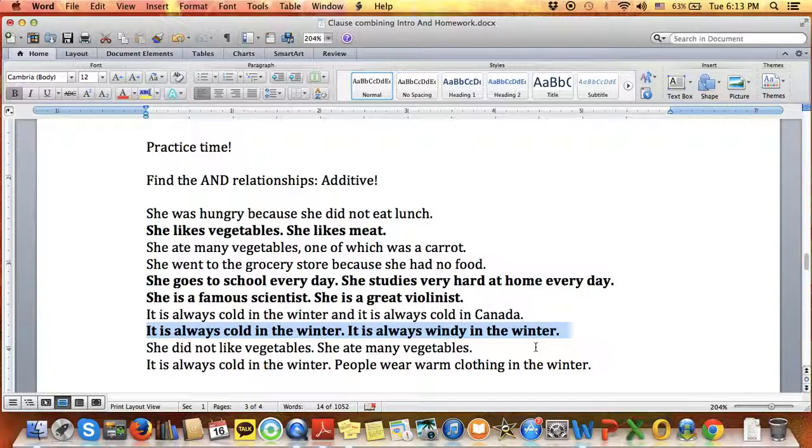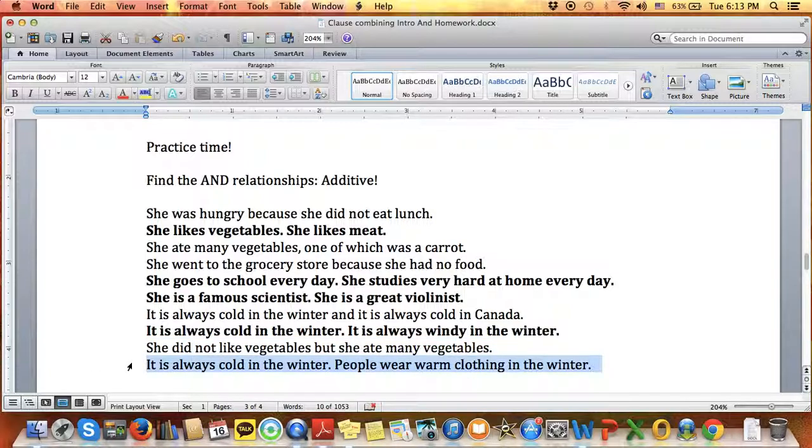All right, let's take a look at the next ones here. She did not like vegetables. She ate many vegetables. Oh, nope. Really, what we have here is conflicting information. One piece goes against the other piece. She doesn't like vegetables, but she eats the vegetables anyhow. So this is not an and relationship.